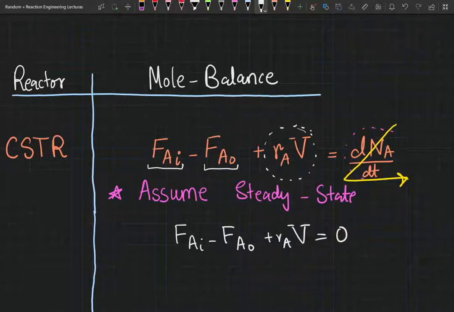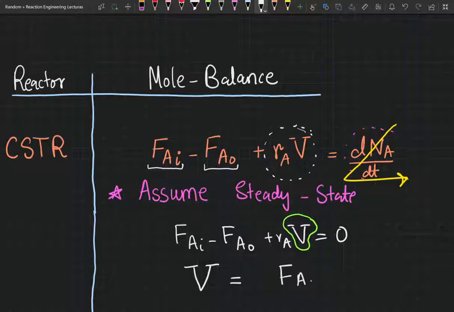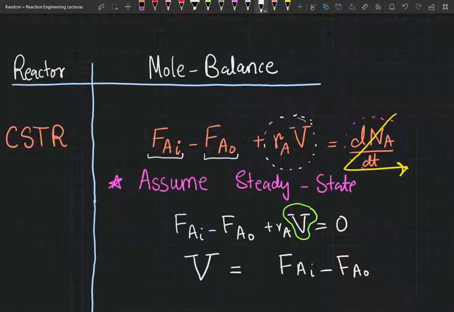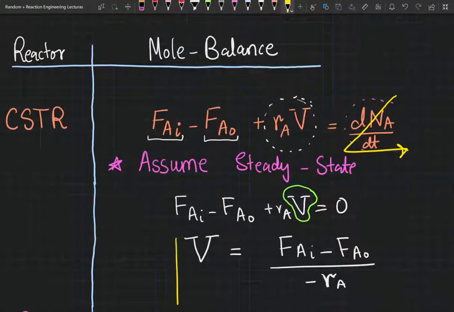And if you notice, V is the design parameter here. V is the sizing parameter. V is going to be the size of my CSTR. So I need to rearrange the equation so that it looks like this: V equals F_A0 minus F_A divided by negative r_A. Now this algebraic equation is my design equation for a CSTR.